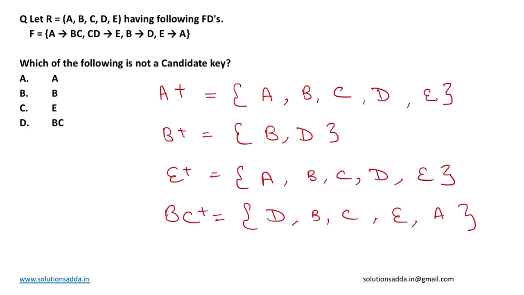Therefore we see that B is not suitable for a candidate key. Hence option B is the correct answer since it is not determining all other attributes in its closure. Therefore B is not a candidate key.